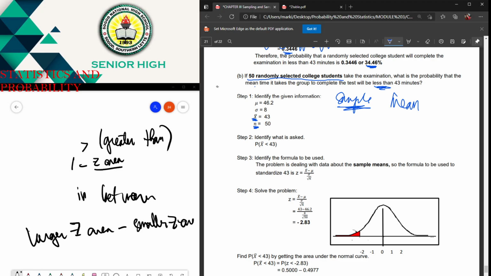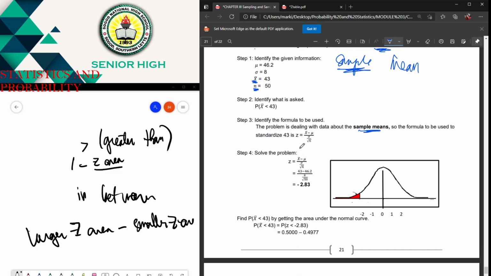So identify the formula to be used. We have now a problem dealing with sample means. So the formula to be used to standardize is z equals formula B: x bar minus mu over the standard deviation over the square root of n. So by substitution, since again it is less than, there is no need for you to add anything, because it will make things complicated. Just stick to the table because it is less than.